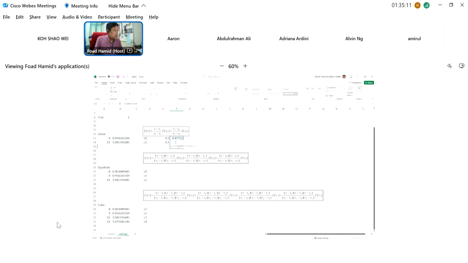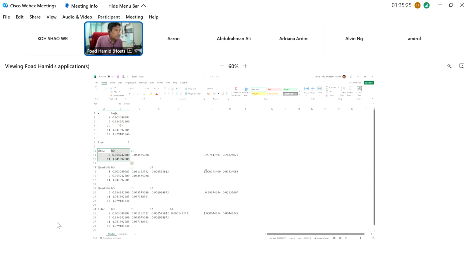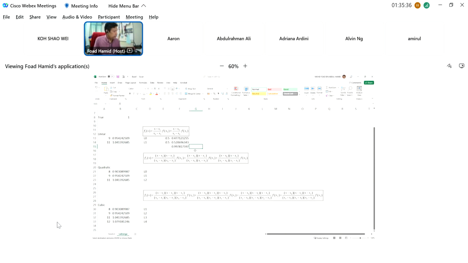Then we sum, and we get 0.997817. And let's compare it with Newton divided difference. Are they the same value? Okay, they are the same value, right? Because for your information, let's see the error. For your information, Lagrange interpolating polynomial is derived from Newton divided difference. So they should get the same value.